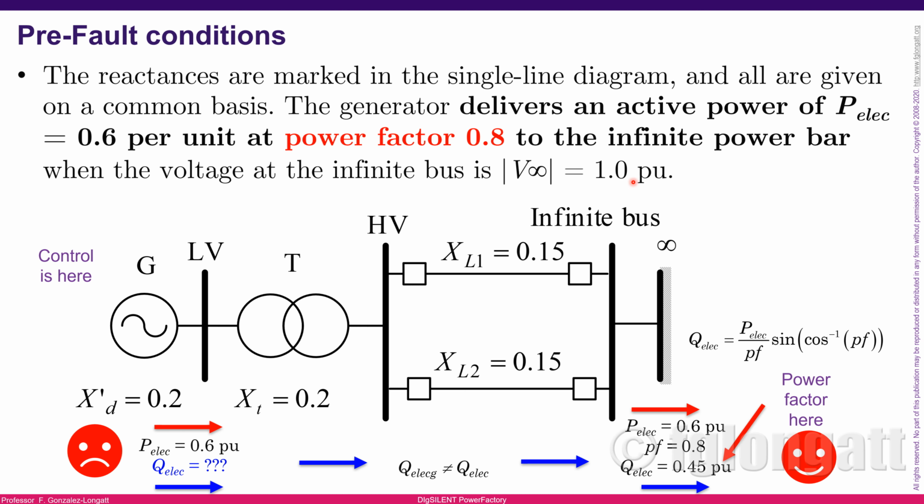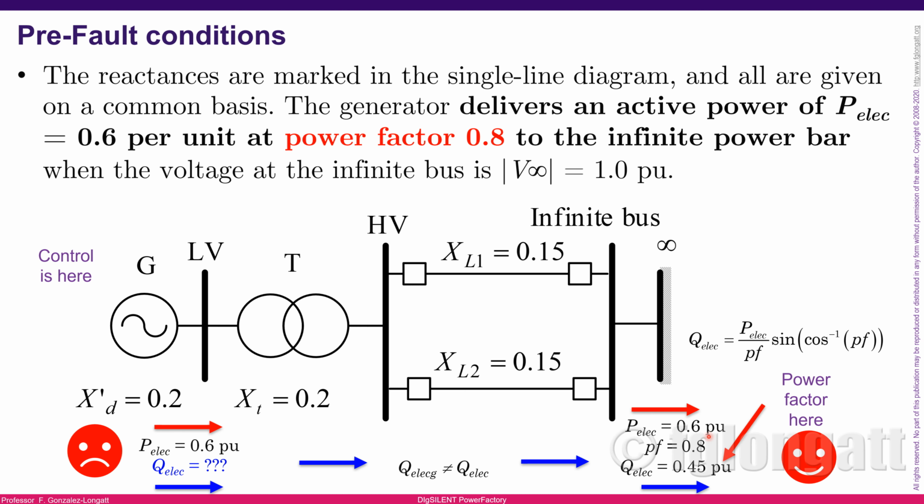In this case, it's clear that the generator is delivering an active power of 0.6 per unit here at the infinity bus bar. And the second important thing, and probably the most complex that you need to take care of, is that the power factor is defined here at the infinity bus bar. And what is the issue? Okay, the issue is the following.